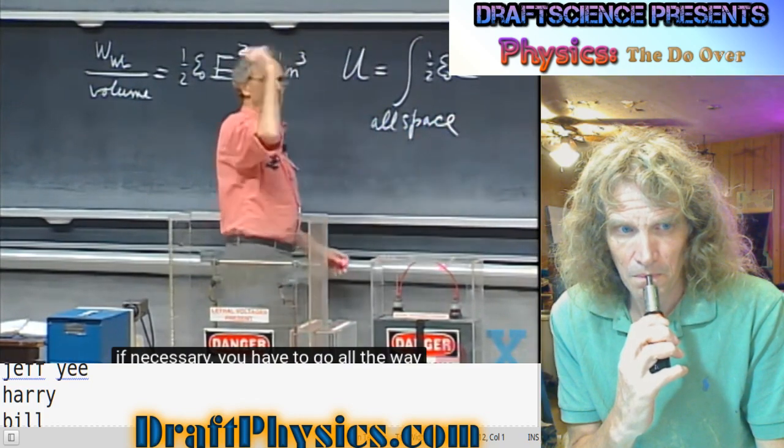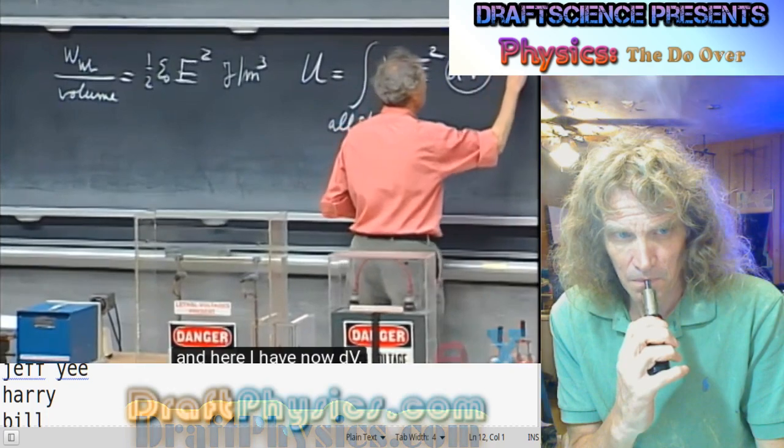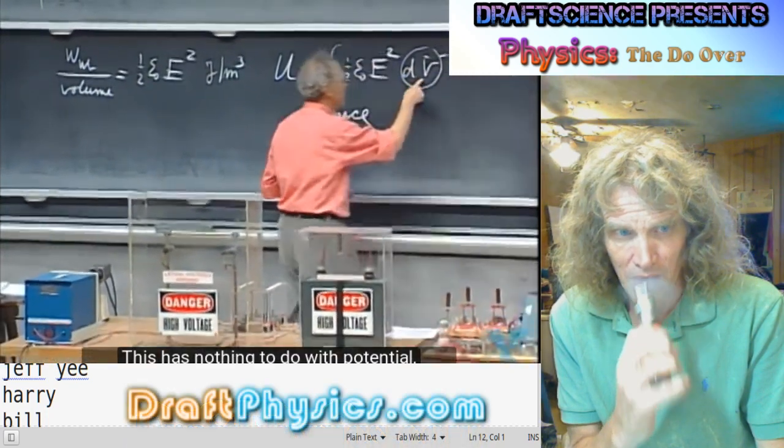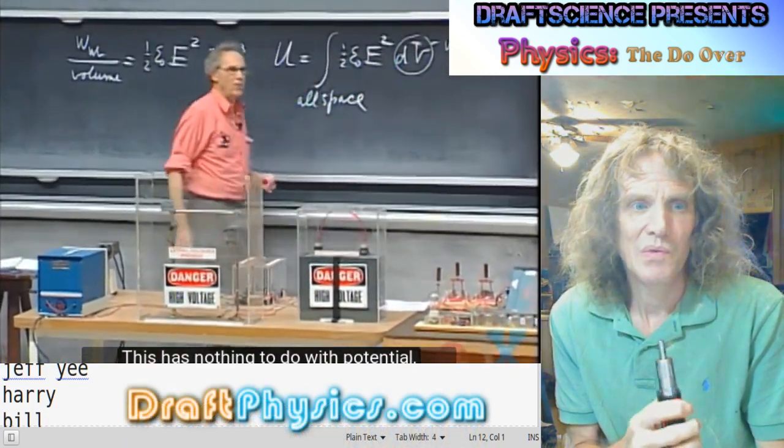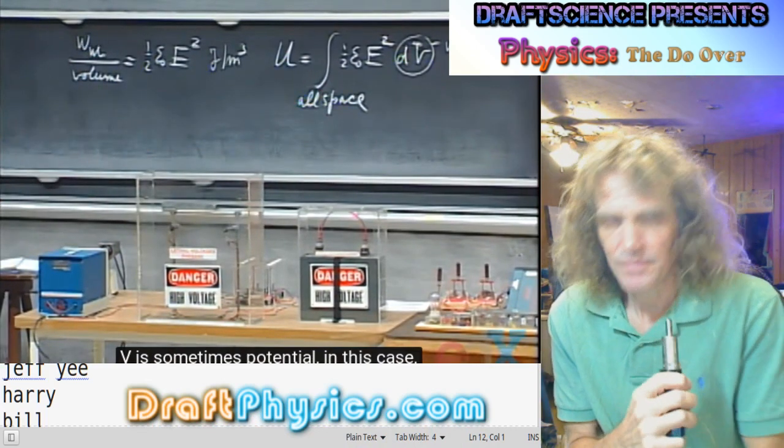If necessary, you have to go all the way down to infinity. And here I have now dV. This is volume. This has nothing to do with potential, this V. In physics, we often run out of symbols. V is sometimes potential. In this case, it is volume.